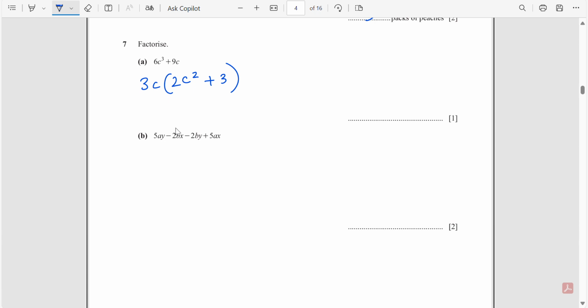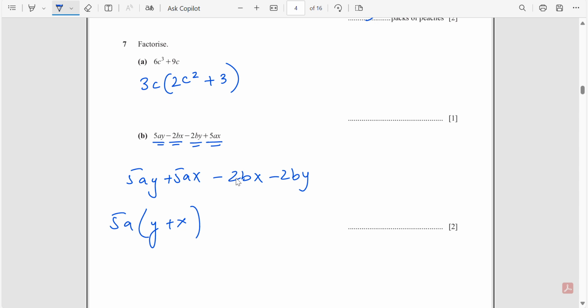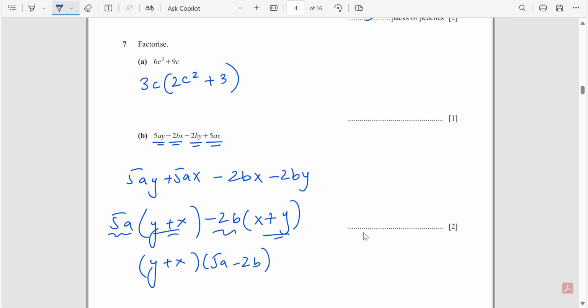Now, here we can see that these two are similar and these two are similar. So let's write this together and these together. Now from here we can take 5 and 8 common. And from here we can take minus 2b common. As we've taken minus common, this will be plus. Now y plus x and x plus y is the same thing. So we'll take these together and then we'll take these together. So this is our answer.